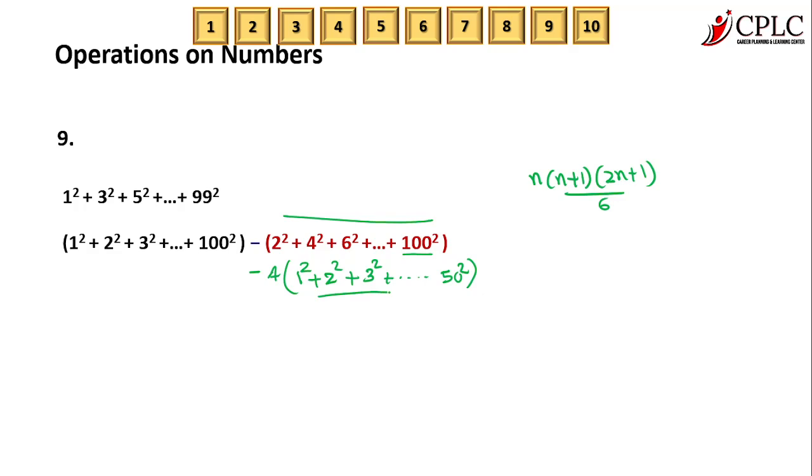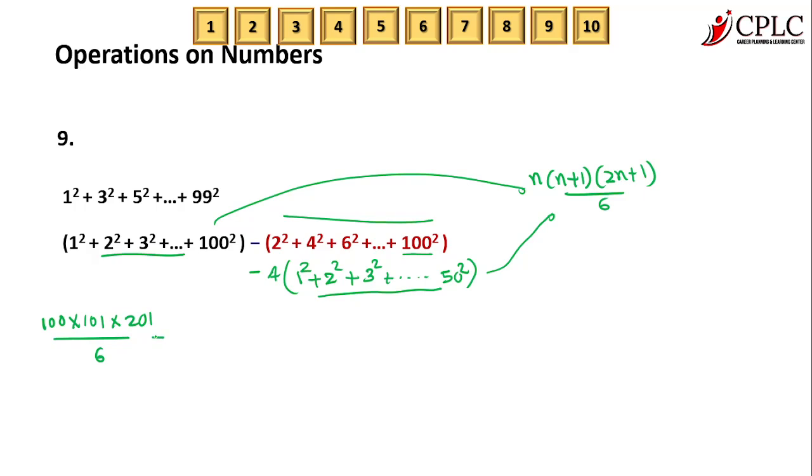So again, we can apply the formula that we have discussed in both the aspects. The only thing is one time n is 50, the other time n is 100. So that's the calculation that is going to be painful. But there is no other way to do this. So 100 into 101, 2n plus 1 is 201 upon 6, minus 4 into 50 into 51 into 101 upon 6.